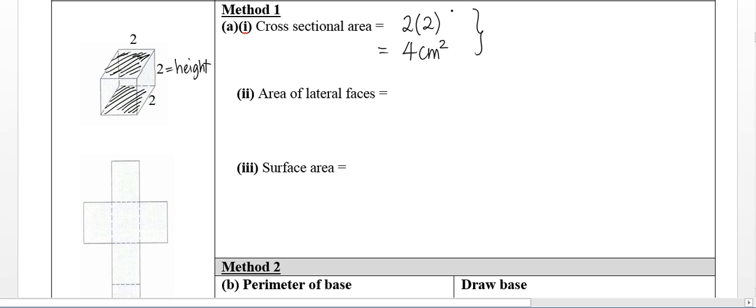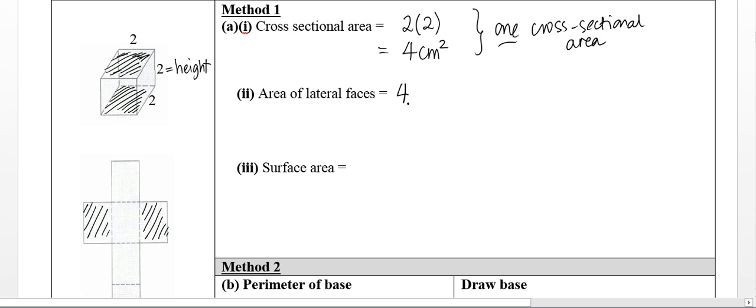Please take note of the change that I'm making here, because here I'm just talking about one cross-sectional area. Right? Now, what about the area of the lateral face? If this and this are identified as its cross-sectional area, there are 4 lateral faces left, and these 4 lateral faces are also 2 cm by 2 cm squares. So this will give me an area of 16 cm square.